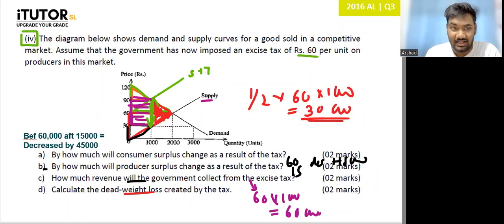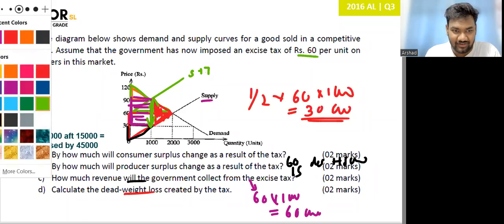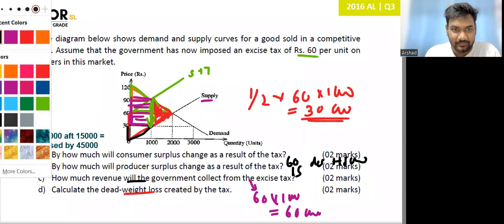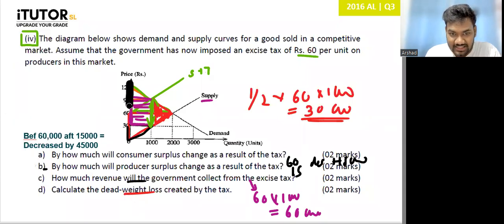Now my whole diagram is a little bit messed up, but let me try to show that again. Okay, so consumer surplus before will be this area. So the area, hold on.